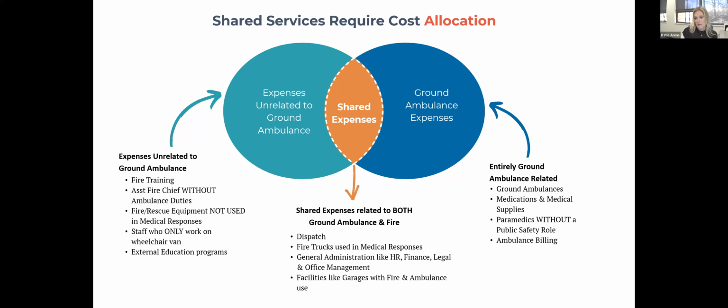Now you're going to have shared expenses. Some shared expenses are going to include dispatch. Maybe you have one dispatcher 911 center and they're dispatching both fire and EMS responses. So that's a shared cost. Fire trucks that also respond on medical responses are another, which we'll talk through later in a couple other sections. And then you'll have costs that are specifically related to ground ambulance only, and that would include the ambulance costs: the actual ambulance itself, and any medications or supplies that have to be on that ambulance. Again, it's specific to the ground ambulance service. And ambulance billing is another example as well.